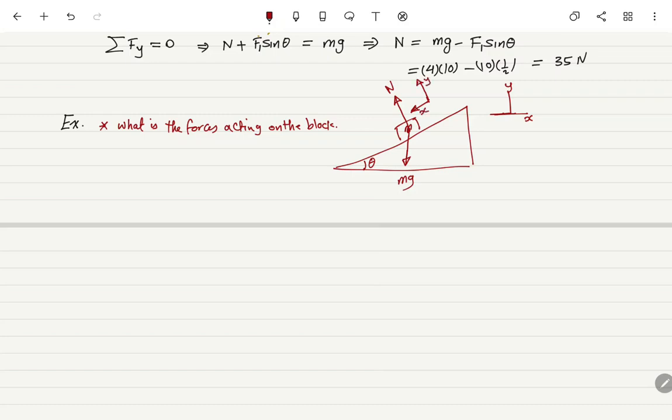So the new graph will be something like this. The same as here, and this is theta. So this is the normal force, and this is actually the y-axis, and this is the x-axis. The weight is directed this way.